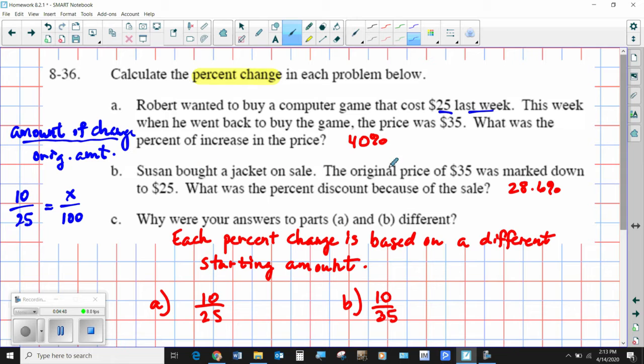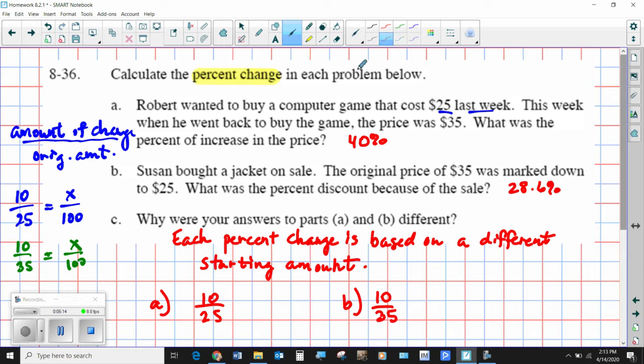Susan bought a jacket on sale. The original price was $35 and it was marked down to $25. All right, so here we've got a reversal. It's still a $10 change, but the original was $35. So notice how you don't have the same giant one here. You are not going to multiply 4 times 35 to get 100. So you can't multiply 4 times 10 to get the percent. You've got to figure out what you multiply times 35 to give you 100.